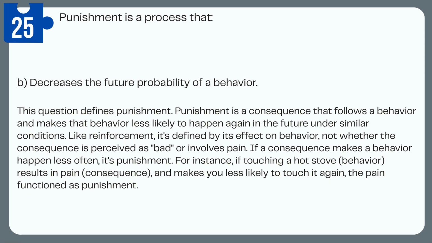This question defines punishment. Punishment is a consequence that follows a behavior and makes that behavior less likely to happen again in the future under similar conditions. Like reinforcement, it's defined by its effect on behavior, not whether the consequence is perceived as bad or involves pain. If a consequence makes a behavior happen less often, it's punishment. For instance, if touching a hot stove, behavior, results in pain, consequence, and makes you less likely to touch it again, the pain functioned as punishment.